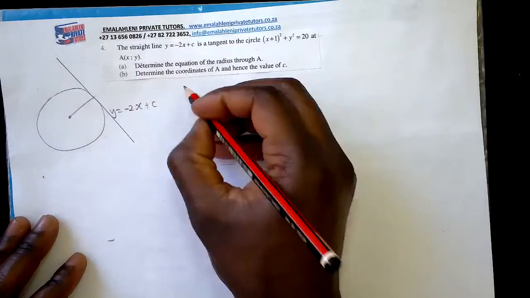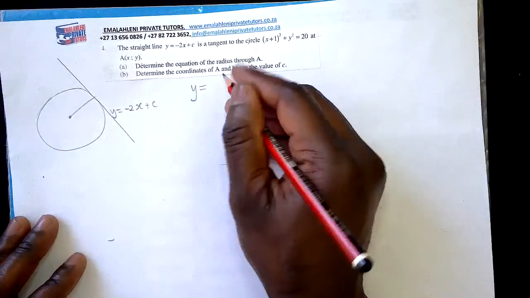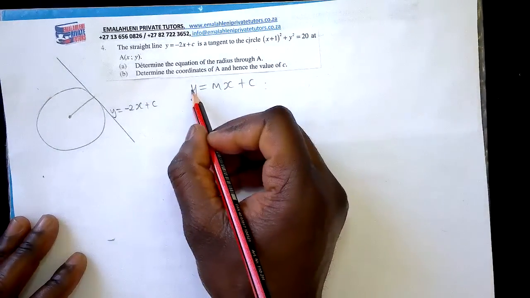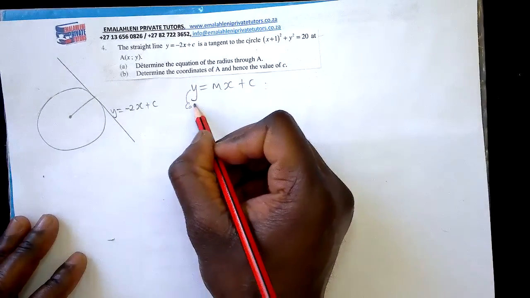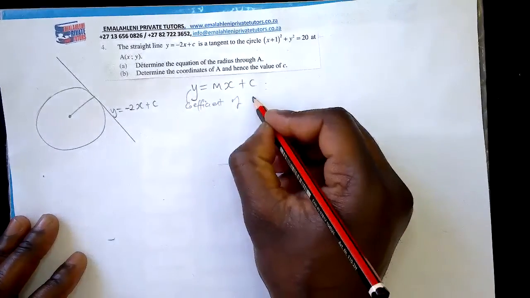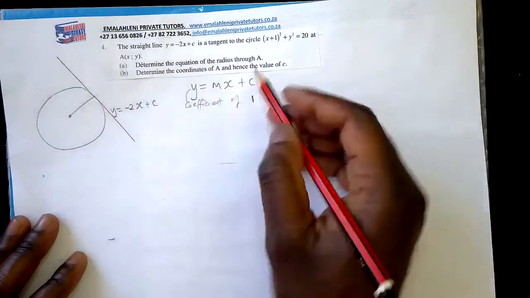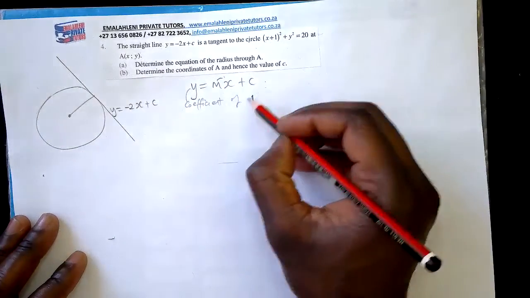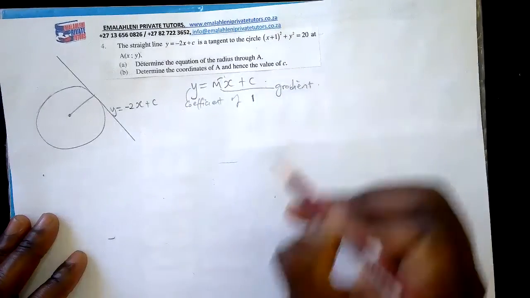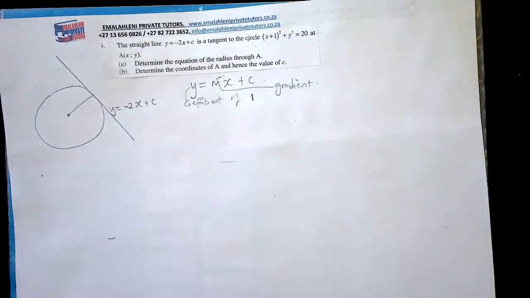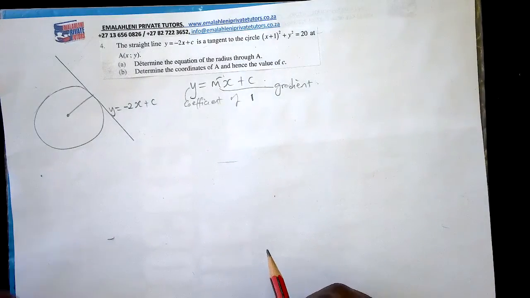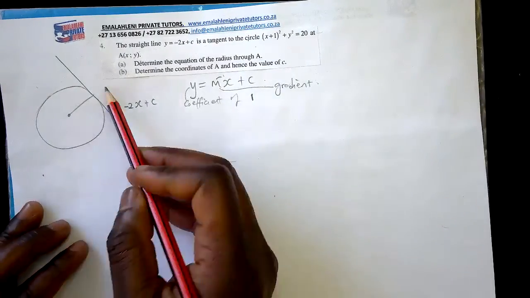Okay, so what is given in this form here? Understand something, guys. A straight line is in the form of y equals mx plus c. The y should always have a coefficient of 1. So once you have a coefficient of 1, your m should be your gradient. That's what it means here. So when you're given a straight line equation, always pick the gradient. That's more important.